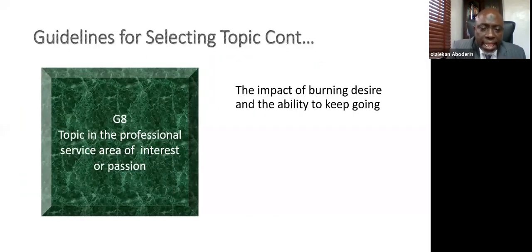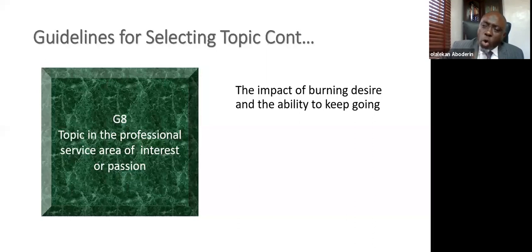Now, on a final note in my guideline, I said the topic in the professional service area should be an area of interest to the candidate. This is more personal. This is for the candidate to be able to keep going, irrespective of whatever bottleneck. Because it's what you have interest in, what you have passion for, that in fact is easier for you to achieve results on. And this is a fundamental guideline anyway for any research work. But for CA, I brought it in because any research is an endeavor, and it requires commitment, and you face a lot of challenges, constraints. So you must keep going.